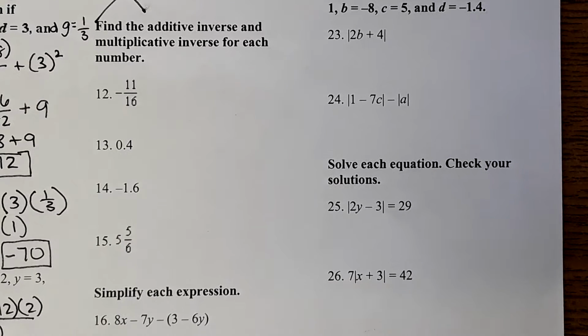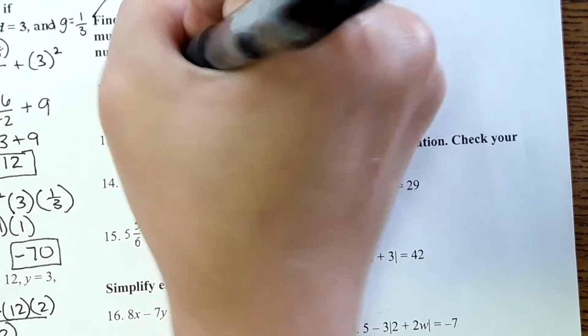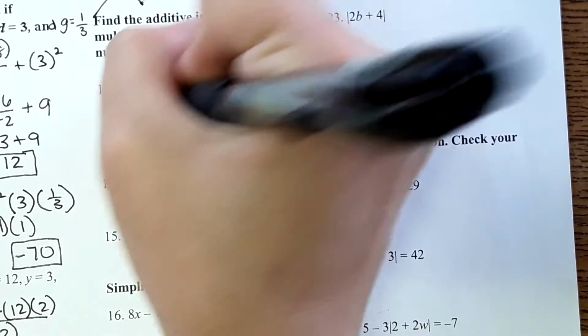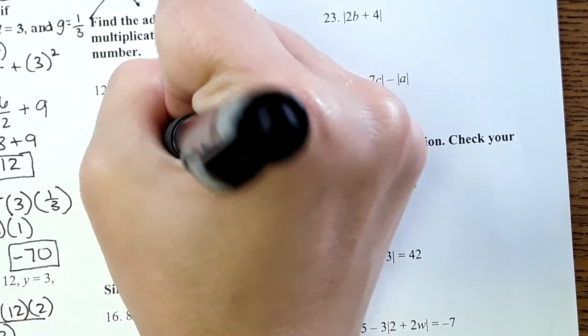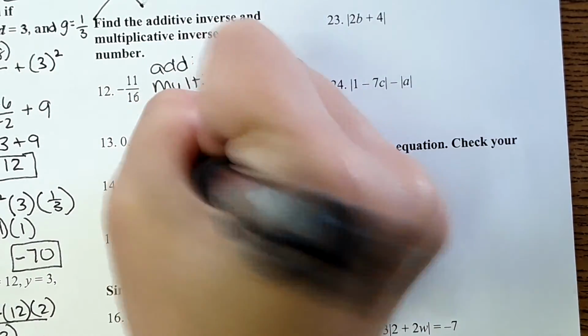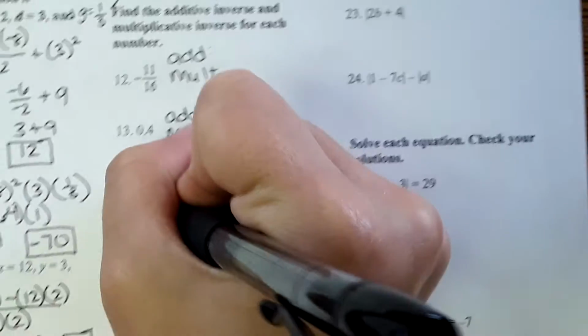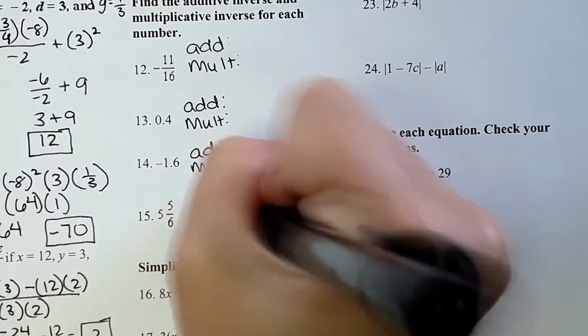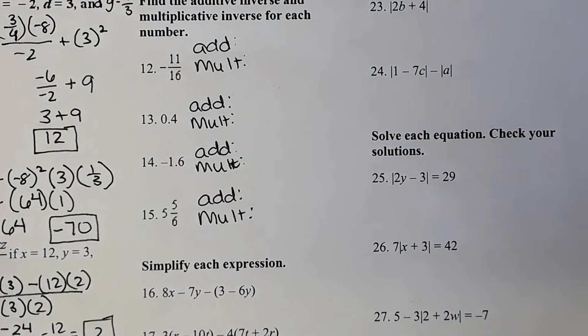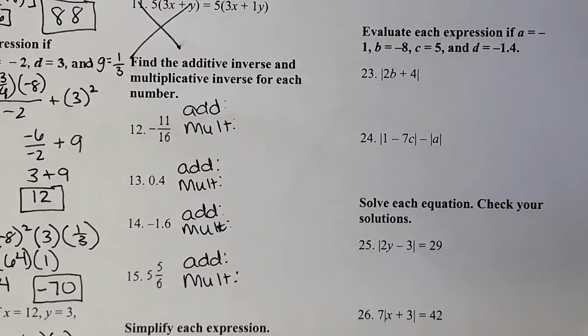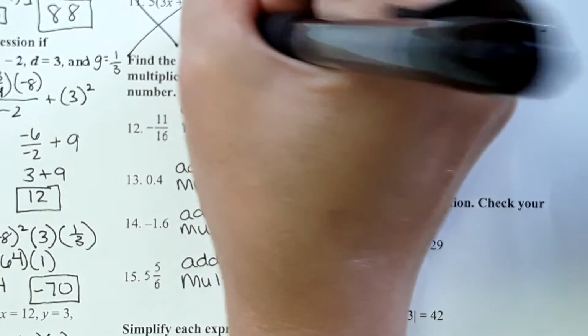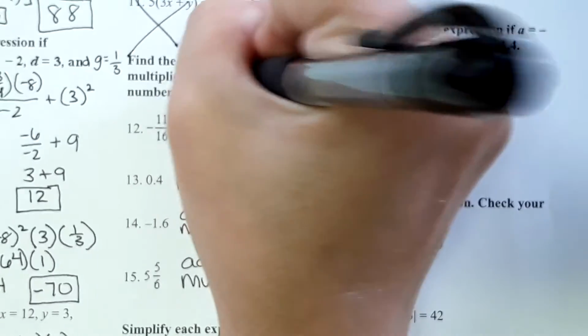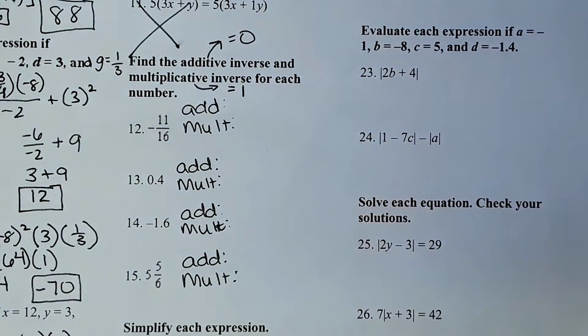Next, find the additive inverse and multiplicative inverse for each number. This is both easy and hard depending on how you look at it. But we're going to find the additive inverse and the multiplicative inverse for both of them. So just write add and mult. And when you're finding the additive inverse, you want something that adds to it that equals 0. And then for multiplicative, you're looking for something that you multiply by it to equal 1.